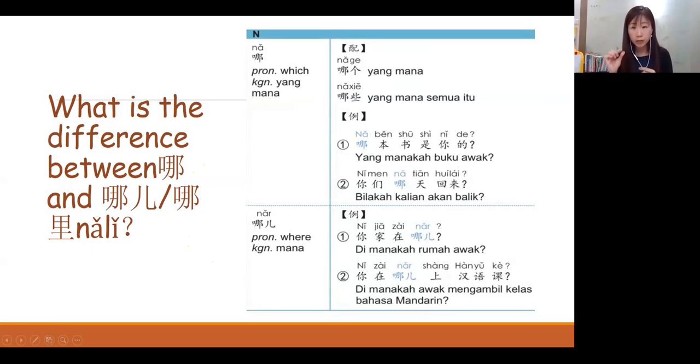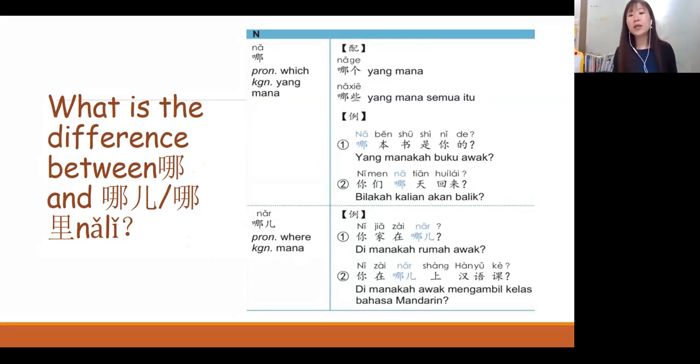For example, the measure word for the book is 本, so we use 哪本书. If we talk about the day, normally we use 天. One day 一天, 2 days 两天, 3 days 三天. The day is actually a measure word in Mandarin, so we use 哪天: 你们哪天回来, or which day you come back. You can reply, 我们星期三回来, so you come back on Wednesday 星期三.